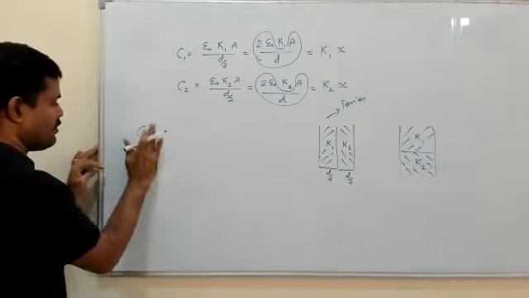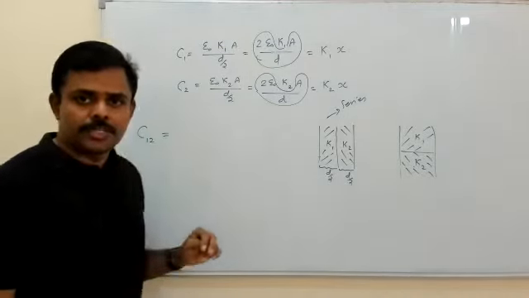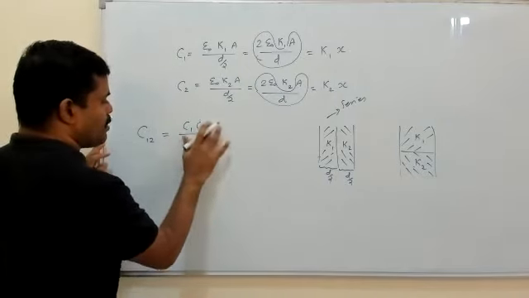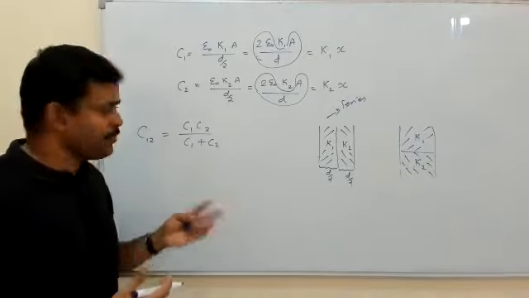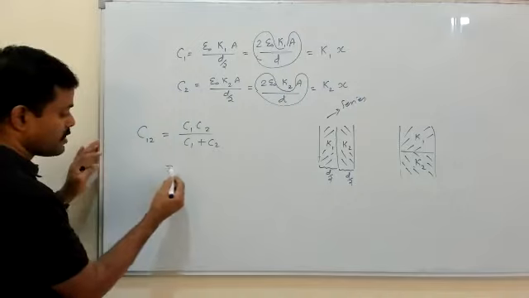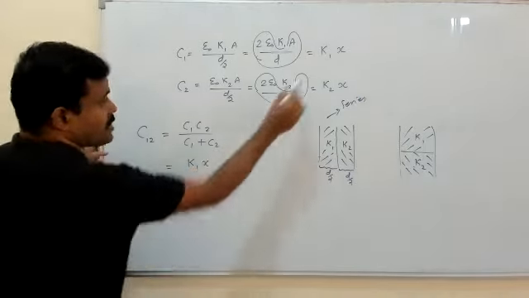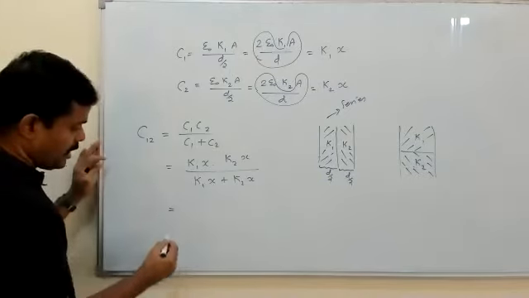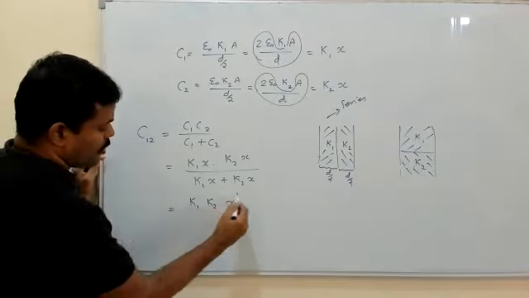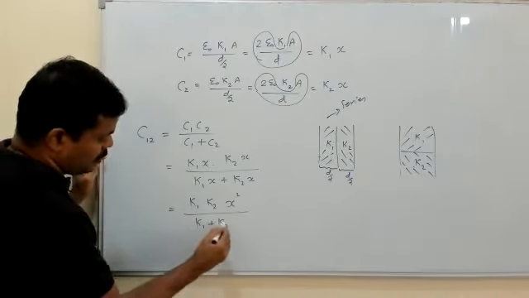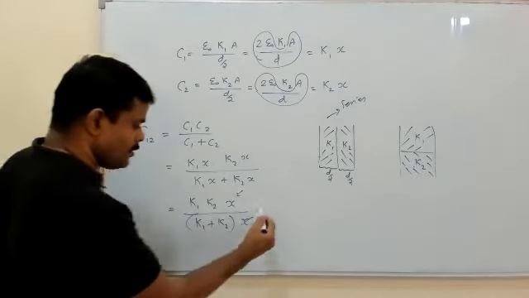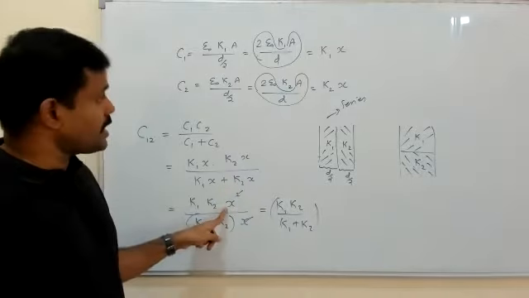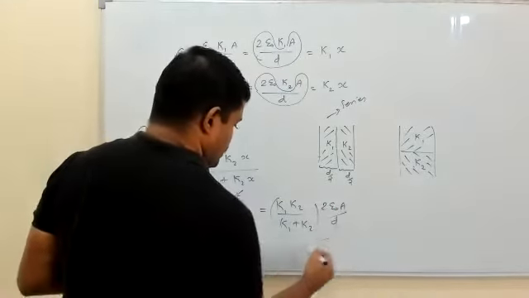Now what is the effective for C12? C12 means the effective of 1 and 2. It's a series combination. The series combination equation is C1 C2 by C1 plus C2. Parallel combination is direct addition, C1 plus C2. Series combination is C1 C2 by C1 plus C2. That is K1X into K2X by K1X plus K2X. So we get K1, K2 into X square by K1 plus K2 into X. One X gets cancelled here. Final answer is K1, K2 by K1 plus K2 into X, where X was 2 epsilon 0 A by D. Did you understand this? The first one?